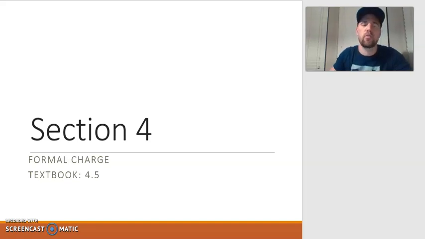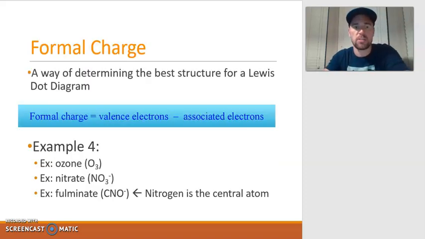We now come to section 4, which is going to be talking about formal charge, and I'm hoping actually to get into section 5 as well because they kind of go hand in hand. So section 4 talks about formal charge. What is formal charge? Formal charge is another way to determine the best structure of a Lewis dot diagram. It's a way to track where the electrons are in a particular drawing.